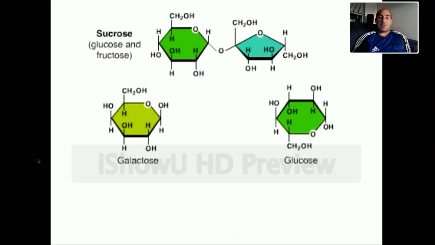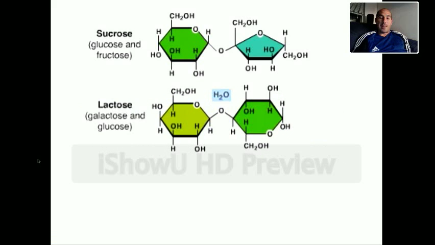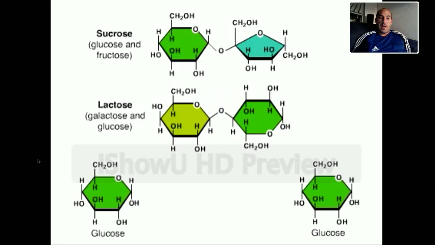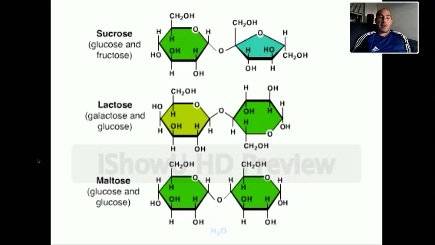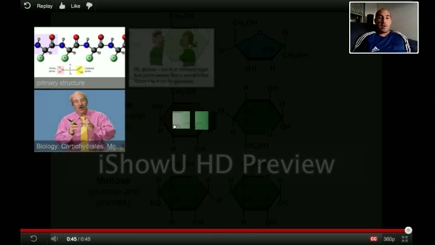Now we can have galactose and glucose forming lactose. And now we could have glucose and glucose forming maltose. And you can see the water drop off of each and the new bond forming between a carbon on the angle and an oxygen.